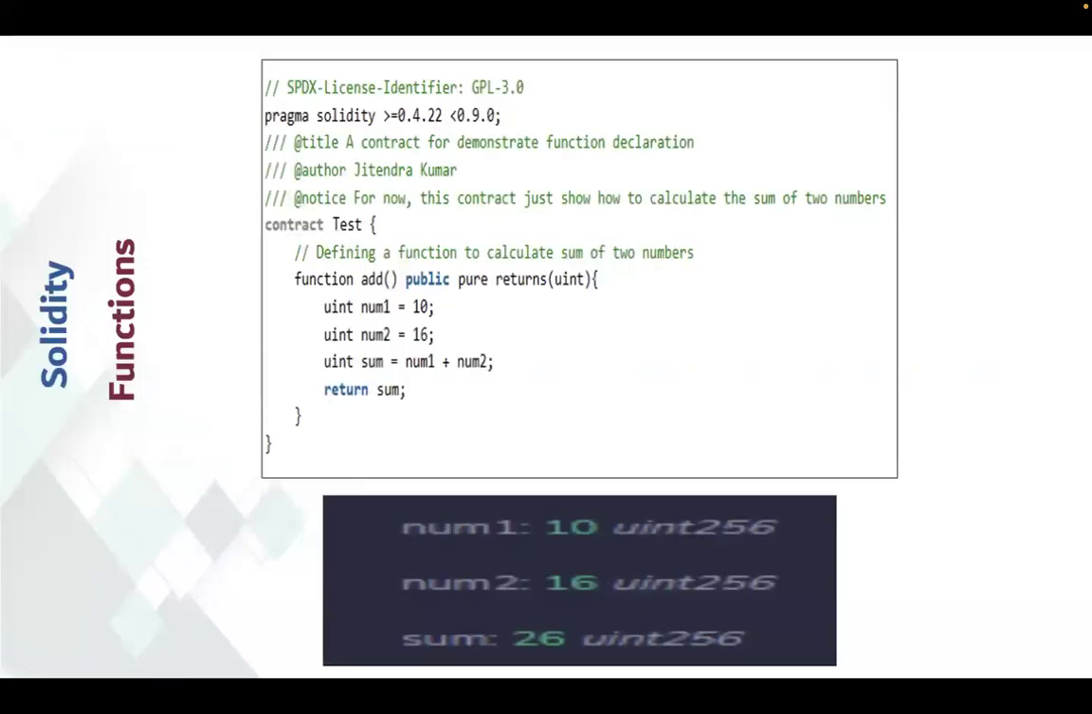Let's take this example. Here we have this contract, and we define a function to calculate the sum of two numbers. So we have a function, and then we have a function name, which is add. And here, as you can see, there is no parameter list. After that, we have a scope, which is public, and the return type, which is uint here. The function here is declared as pure. That means it's indicating that it doesn't modify the contract state.